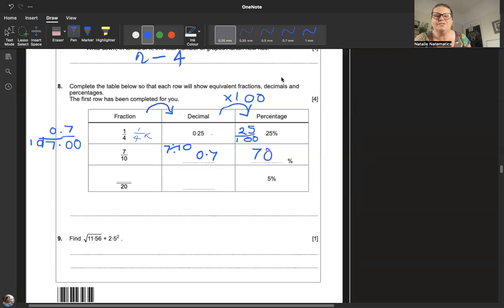Also, just a little tip. You've got hundreds, tens, and units. When you divide by 10, let's just say we had 700. If I divide that by 10, I move 1 place that way. So I end up with 70. Just a little sneaky thing there.